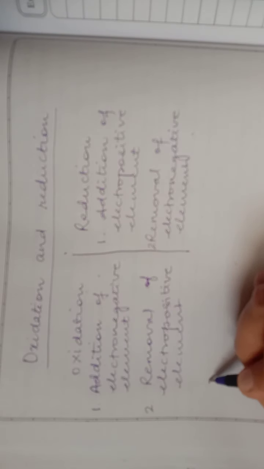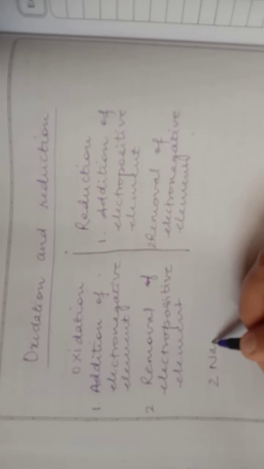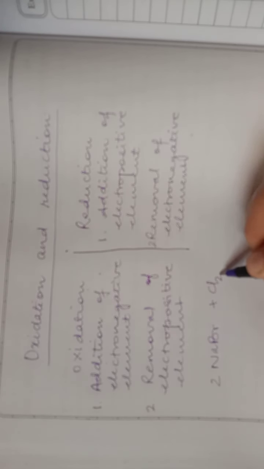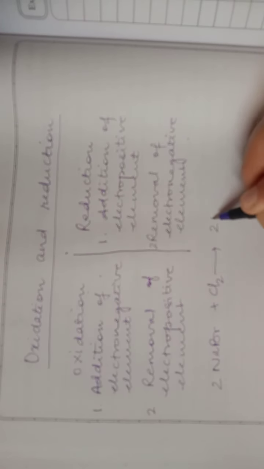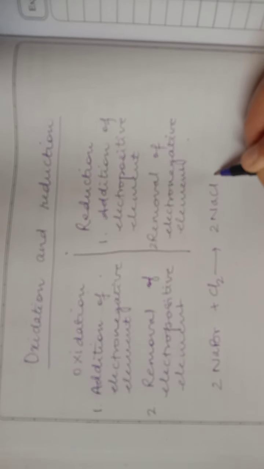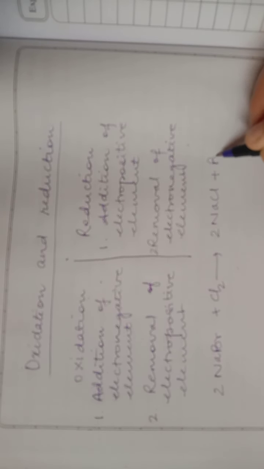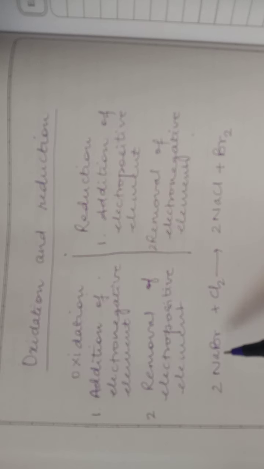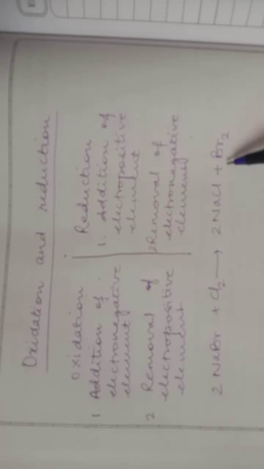So we will understand this with this reaction. NaBr plus Cl2 will give us, I am writing a balanced equation for you all, plus Br2. So we will understand this with this example. When chlorine gas is passed through an aqueous solution of sodium bromide, then sodium chloride and bromine are formed.